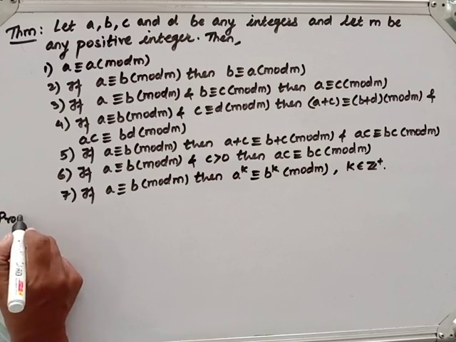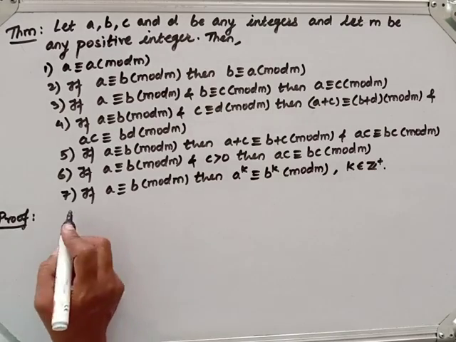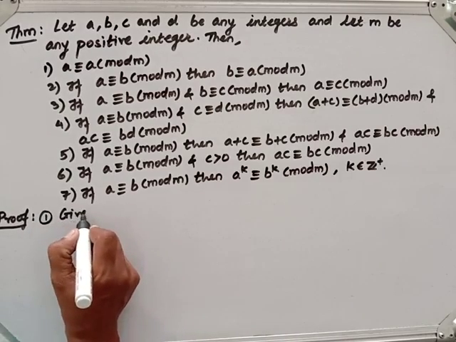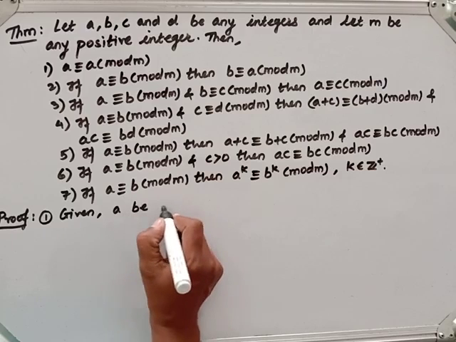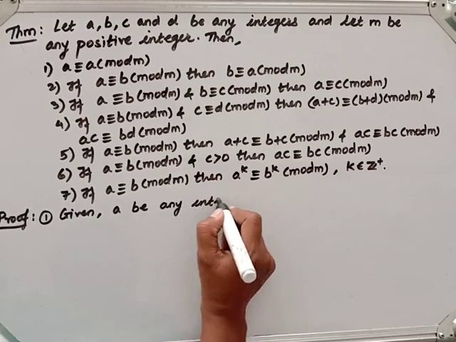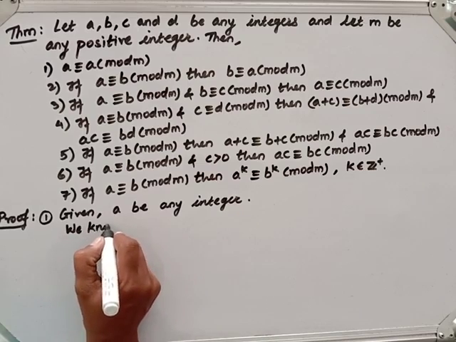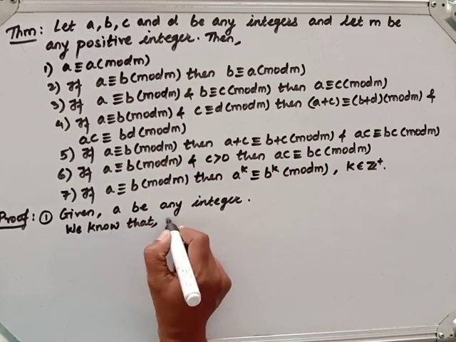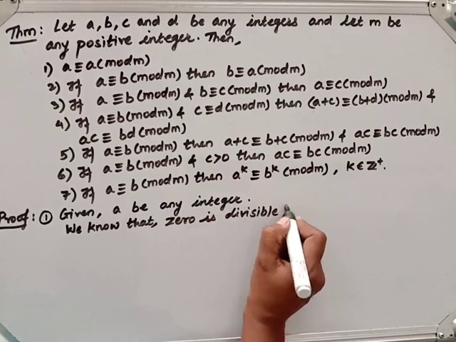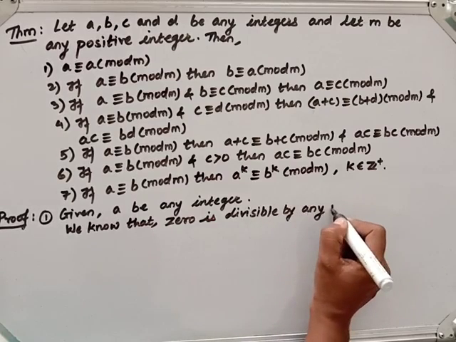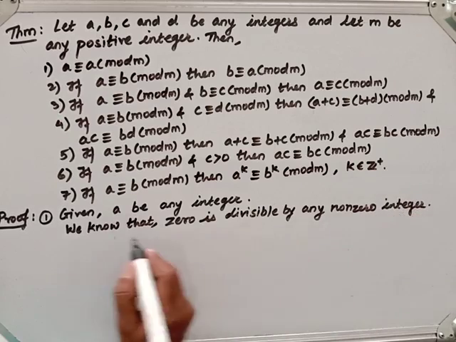So proof. Now what does the first say? A is congruent to A modulo M. A, B, C, D are any integers, fine. So first, given A, any integer, okay? We know that 0 is divisible by any non-zero integer. Every non-zero integer is a divisor of 0.